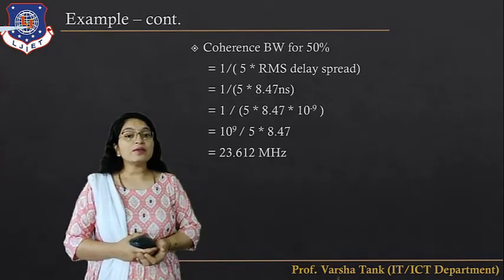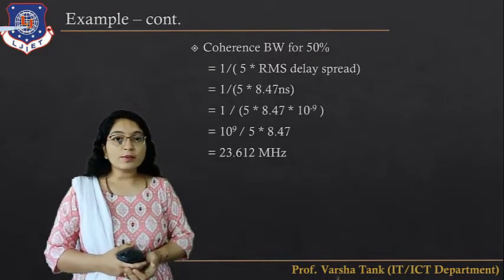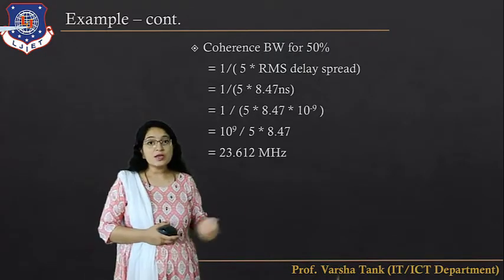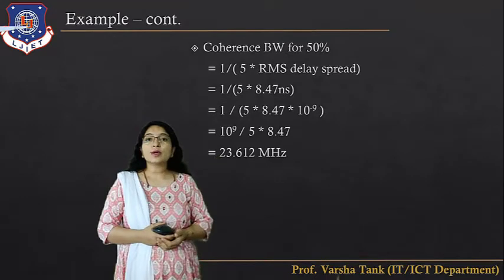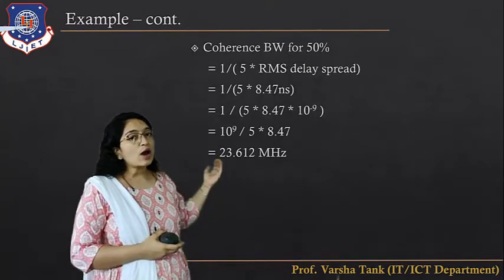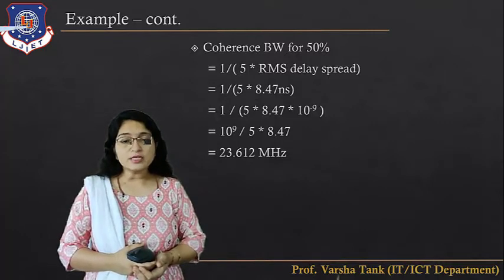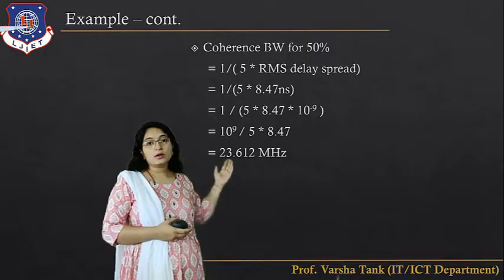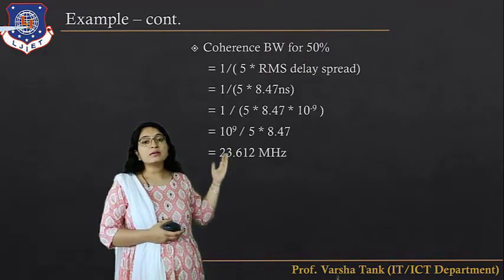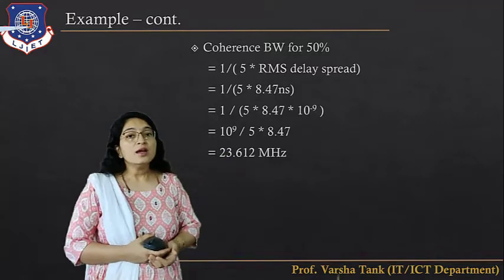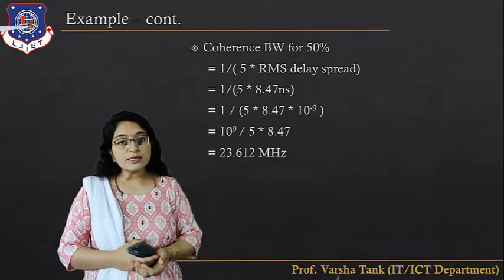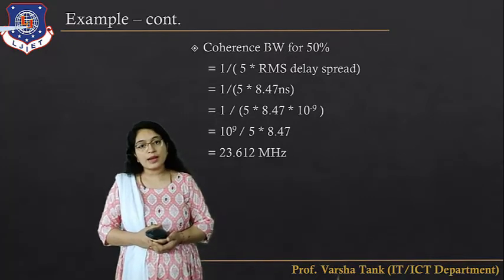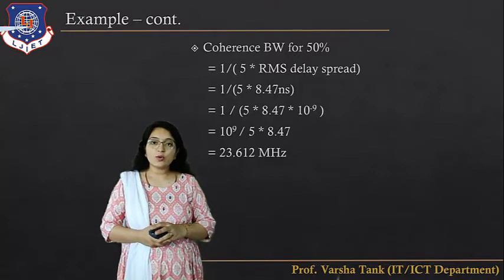Now the coherence bandwidth at 50%. For 50%, we know the formula is 1 upon 5 times the RMS delay spread. So 1 divided by 5 into 8.47 nanoseconds. Again you have to convert the nanoseconds into seconds, so multiply by 10 raised to minus 9. The 10 raised to minus 9 goes to the upper side and becomes 10 raised to 9 divided by 5 into 8.47. If you calculate this, you get the answer 23.612 megahertz. In this way we can define the coherence bandwidth.